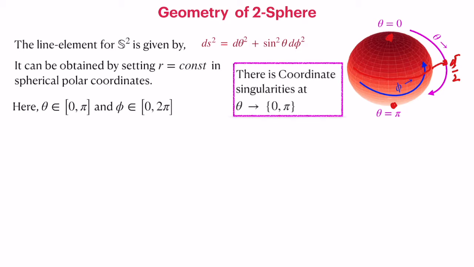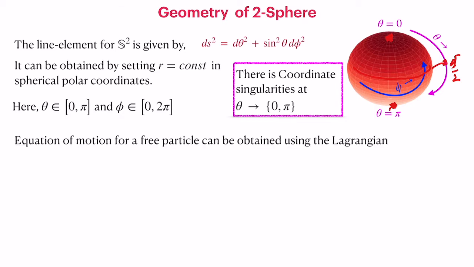It's important to note that at theta equal to 0 and theta equal to pi we have a coordinate singularity. Here there is a degeneracy: all the phi's from 0 to 2 pi map onto a single point, theta equal to 0 and theta equal to pi. So this is the same as the coordinate singularity at the origin of a plane polar or spherical polar coordinate system.